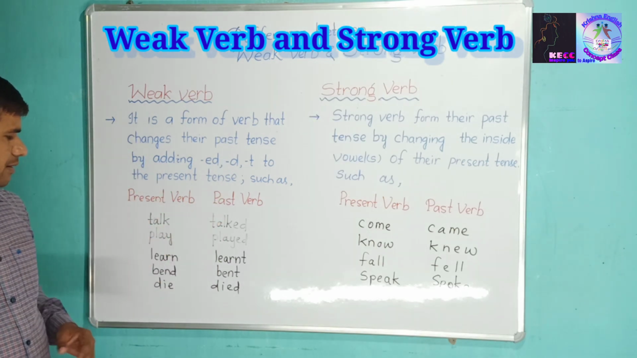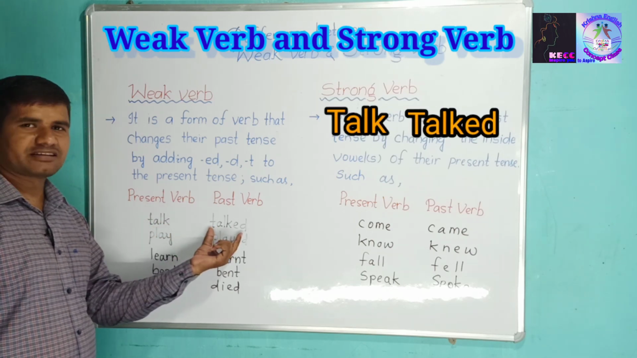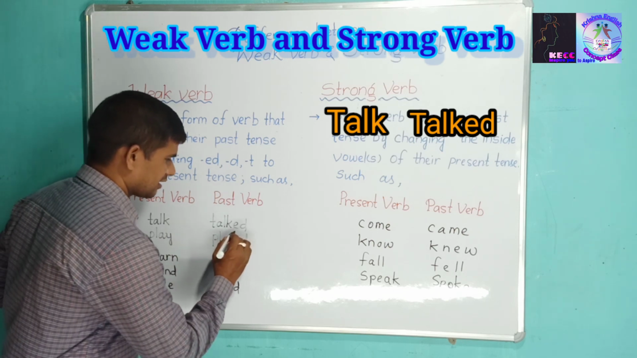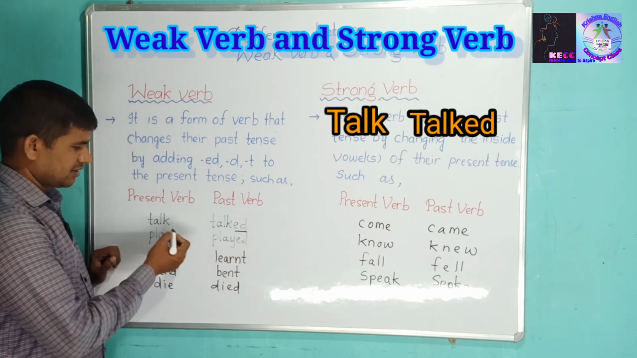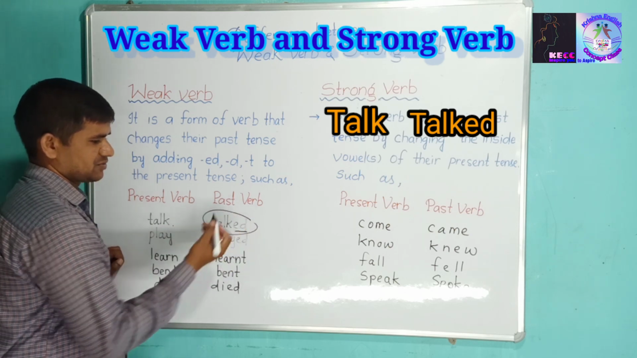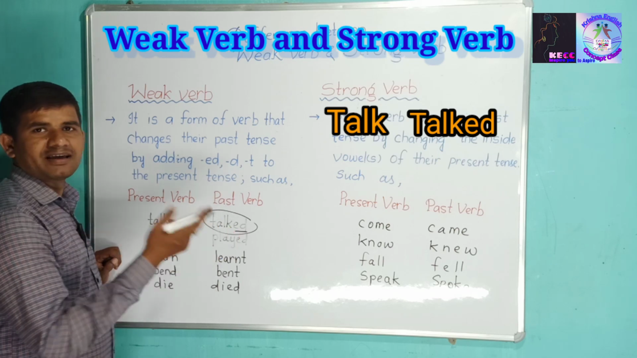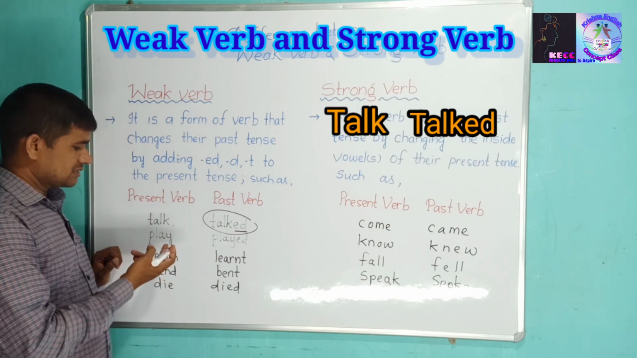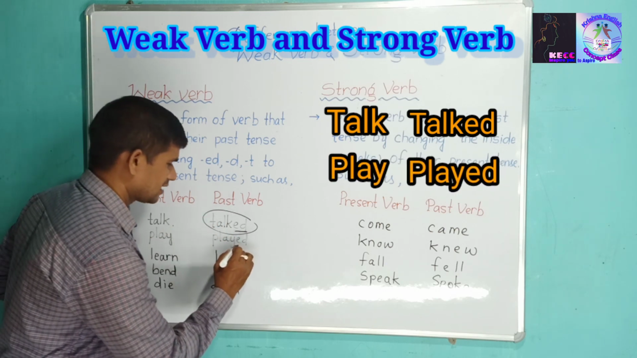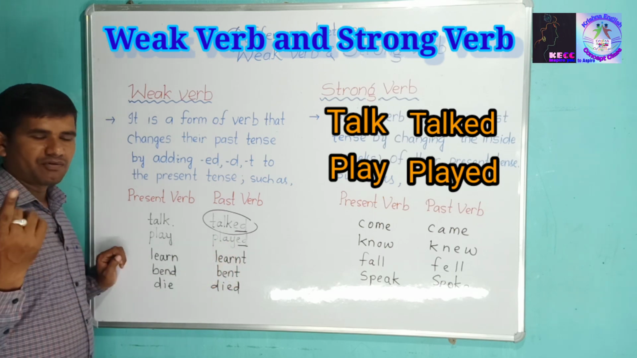Look at these following examples. Talk, talked. You observe here, friend: we add ed to the present verb, so ed makes the past verb. This type of verb is called a weak verb. Let's see my next example. Play, played. Here also ed. So it is a weak verb.